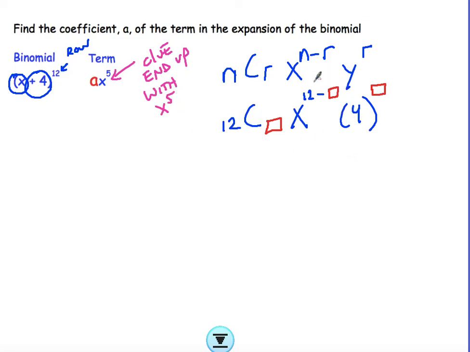Well, that's going to help me over here because I have an x to a power. I need to figure out what should go in this red box so that I get an x to the 5th in the end. So it's not going to be a 5, because 12 minus 5 is not a 5. So what value should go in the red box? 12 minus what will give me an x to the 5th? This has to be a 7. So if that's a 7, then this is a 7, and this is a 7. So let me write it out a little bit nicer. 12 choose 7, x to the 12 minus 7 times 4 to the 7.